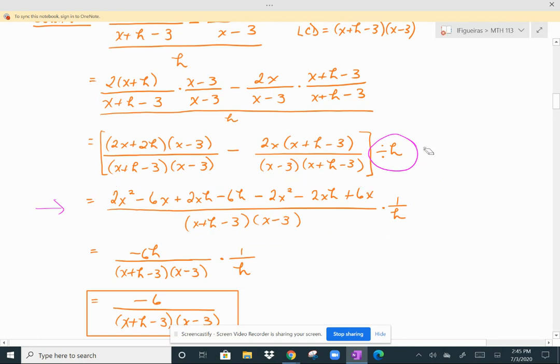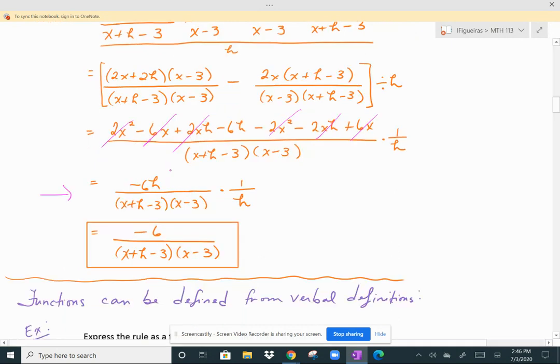Okay, so now I have some like terms in my numerator. So I can cancel quite a bit. So the 2x squareds cancel, the 6x's cancel, the 2xh's cancel, and I'm left with just negative 6h over x plus h minus 3 times x minus 3 times 1 over h. But that allows us to cancel the h's. The negative 6h becomes just negative 6, and the 1 over h cancels. So your final answer, your difference quotient, is negative 6 over x plus h minus 3 times x minus 3.